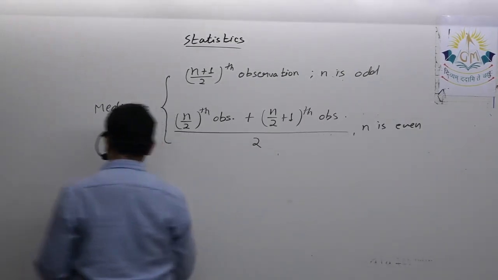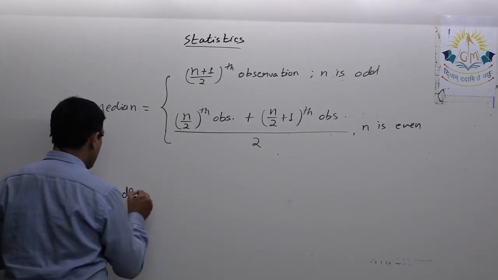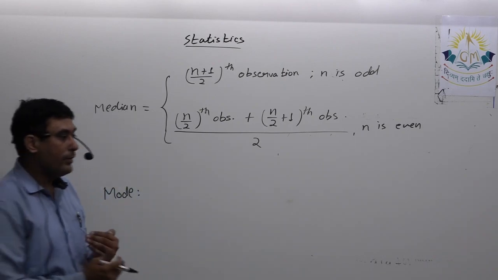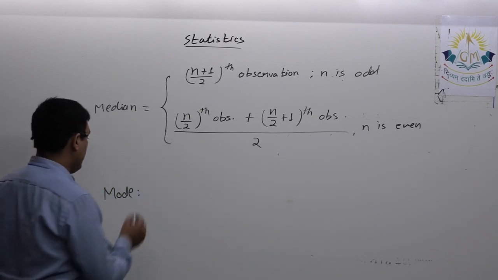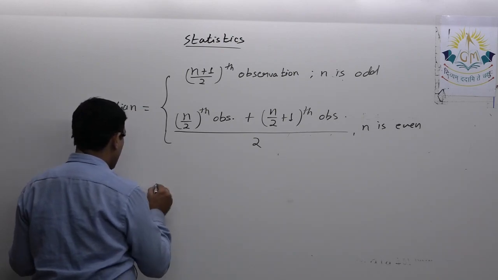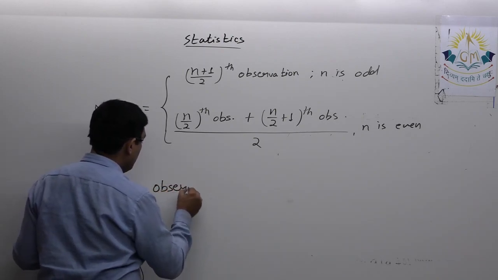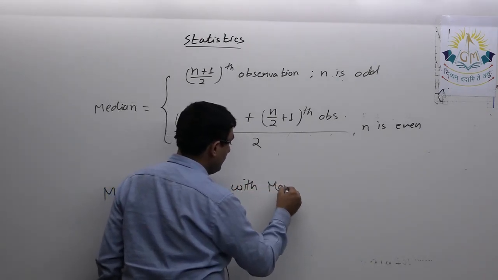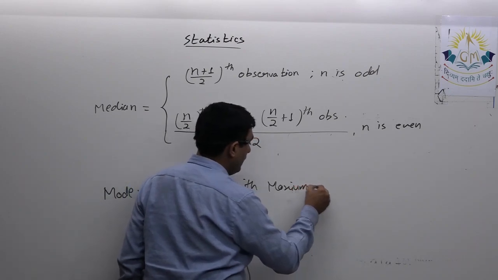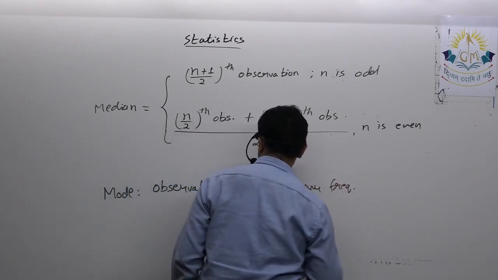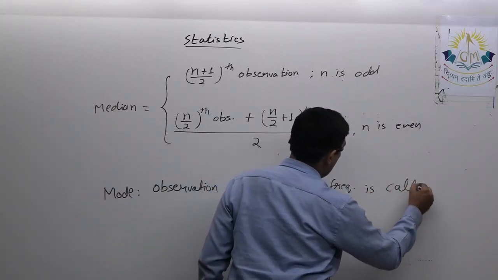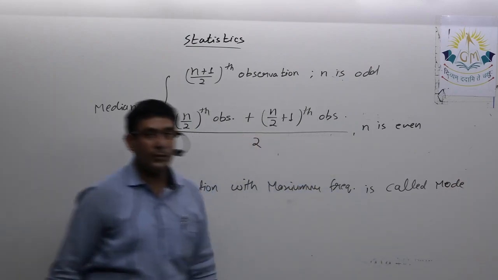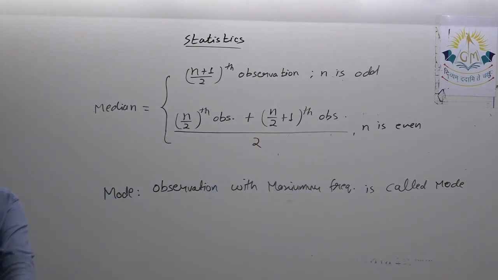Now next is mode. Mode is very simple. The mode is the observation that occurs the maximum number of times. So the observation with maximum frequency is called the mode. The observation whose frequency is maximum is called mode.